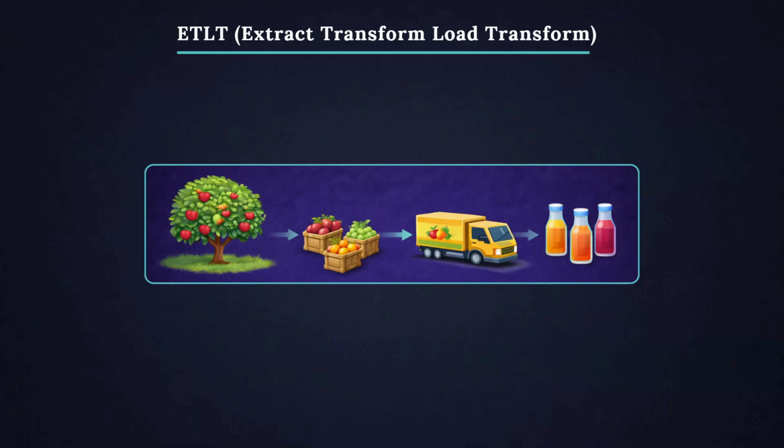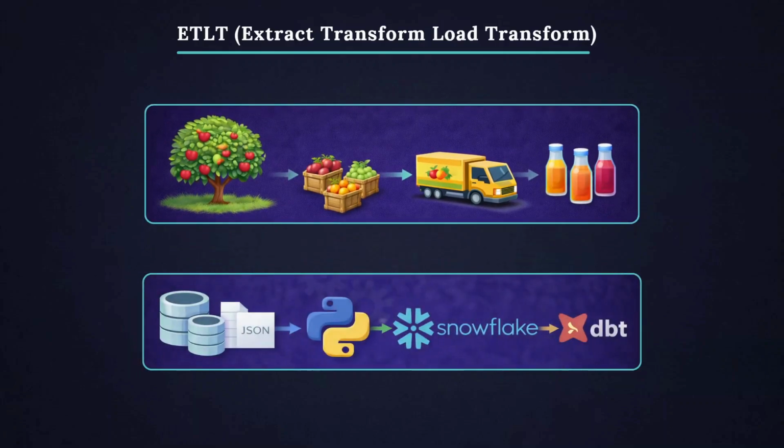Now let's map this to the real-world data pipeline. So the data is first extracted from the source systems such as databases or JSON files. An initial transformation happens outside the data warehouse, often using Python, to clean the data, handle the errors, or apply basic business rules. Then that data is loaded into the data warehouse. For example, Snowflake here.